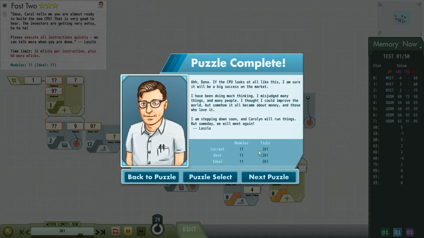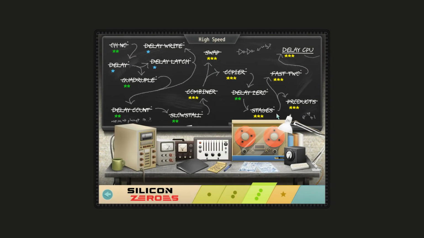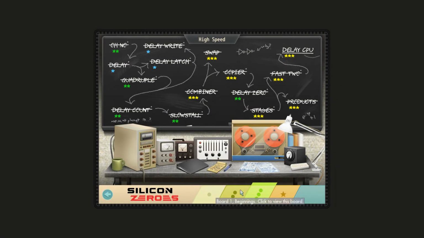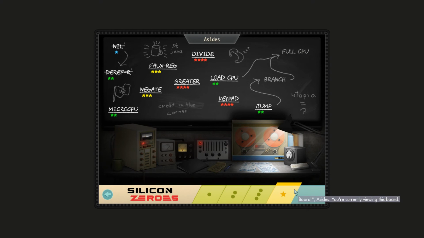Interestingly, we made, allegedly, the ideal number of modules and ticks, which I didn't expect. I thought there'd be some way to make this go faster. Cool. Well, puzzle select. Do we have time to do delay CPU? Maybe, maybe not. Oh, I don't want to go back. I want to go to here. Maybe have a look at one of these asides, see if we can do something a bit shorter here, rather than dive into something difficult.